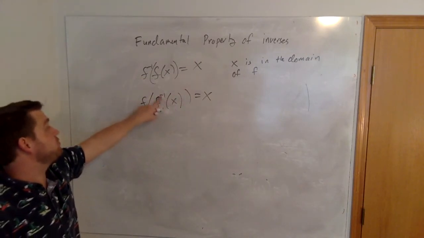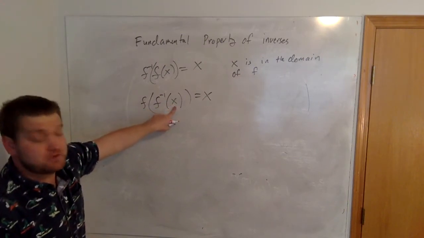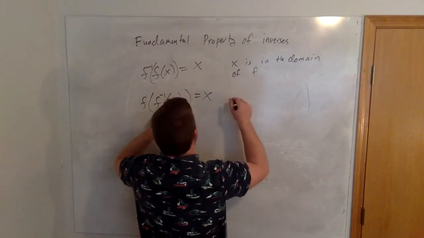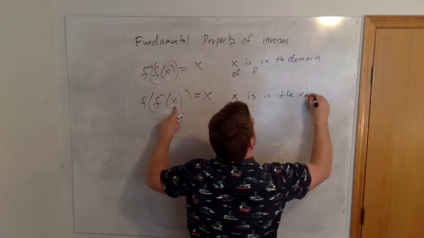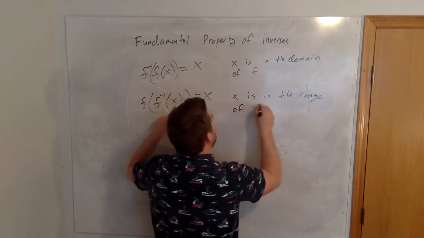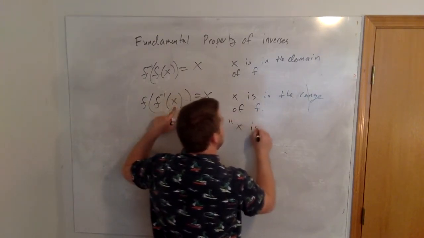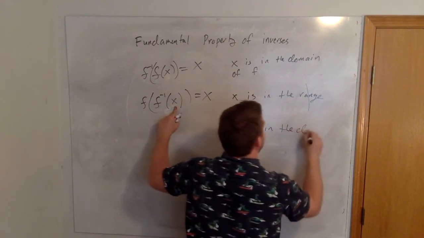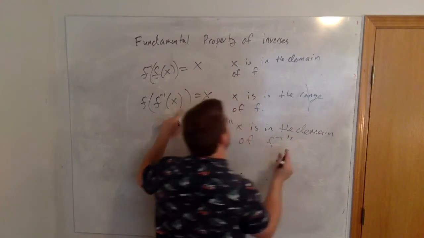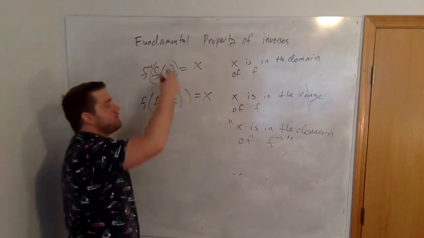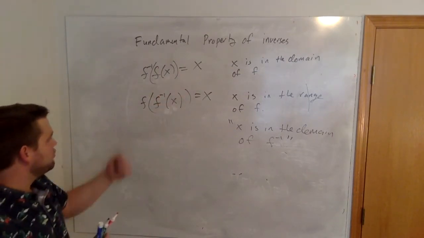This is a little bit different here. This x, I'm first applying to f inverse. So you can say that x is in the range of f, or you could say that x is in the domain of f inverse. Remember, the domain and range flip-flop. So you want to be a little bit careful when applying this property. You want to think about where this x actually lives. So this is the fundamental property.